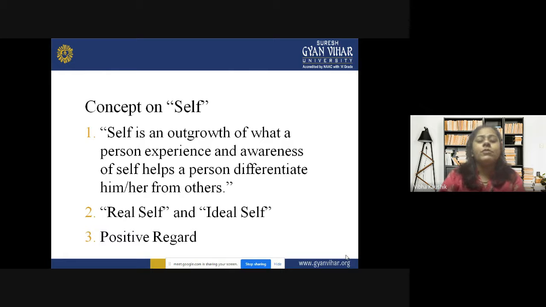Now, concept of self. Self is an outgrowth of what a person experiences. And awareness of self helps a person differentiate him or her from others. Real self and ideal self. Positive regard.